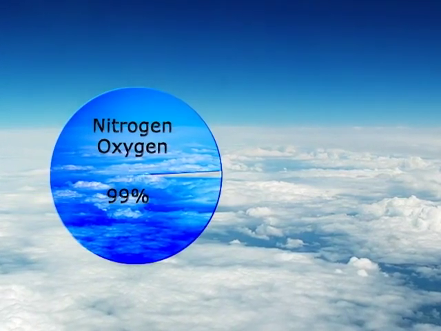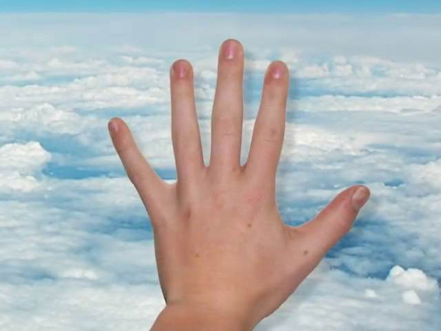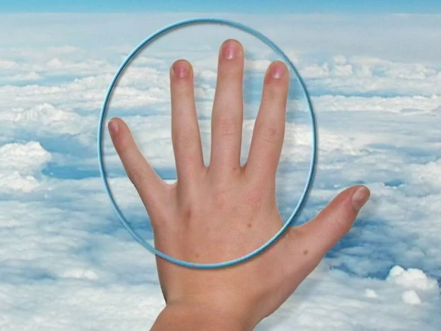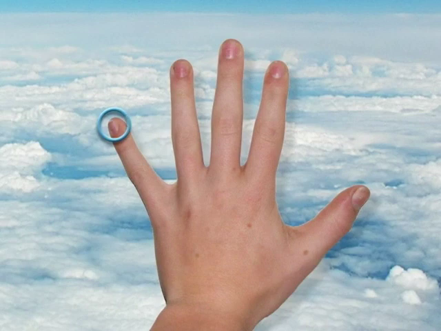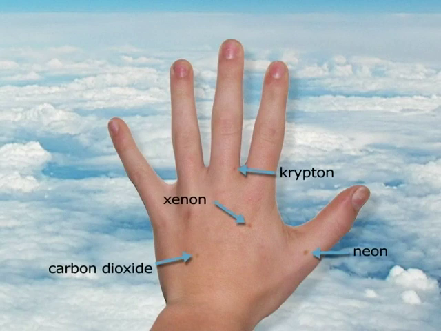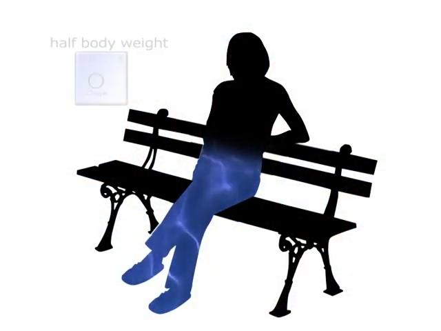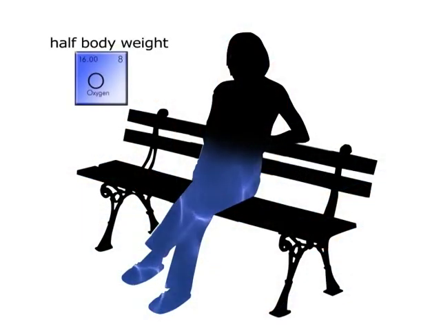That means if your hand represented the air, your four fingers would be nitrogen, the thumb would be oxygen, the nail on your pinky would be argon, and several freckles would be traces of the other gases. Essential for life, over half of your body weight is oxygen, mostly combined with hydrogen to form water.